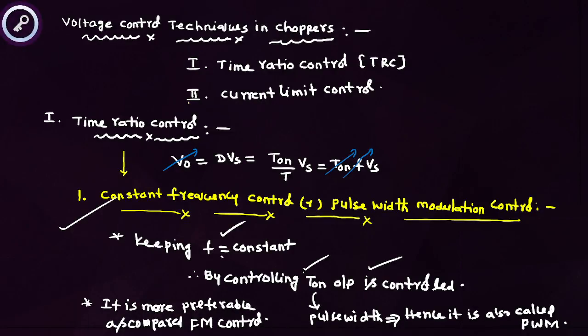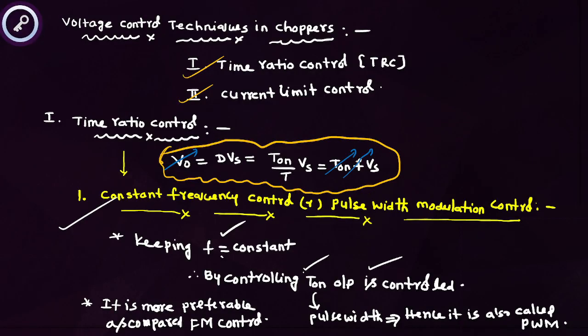Then what are the voltage control techniques in a chopper? The voltage control techniques in a chopper are the time ratio control technique and the current limit control technique. In the time ratio control technique, friends, we know that the average output voltage equals dVs. Now, what do you mean by time ratio control technique? By controlling the on time or frequency, we can control the output voltage. That is called the time ratio control technique.